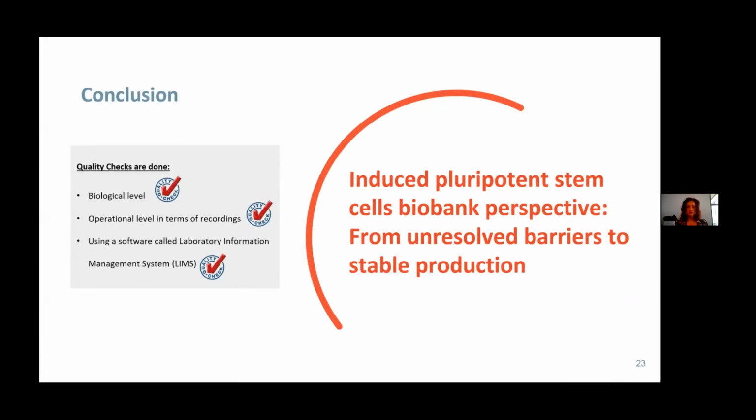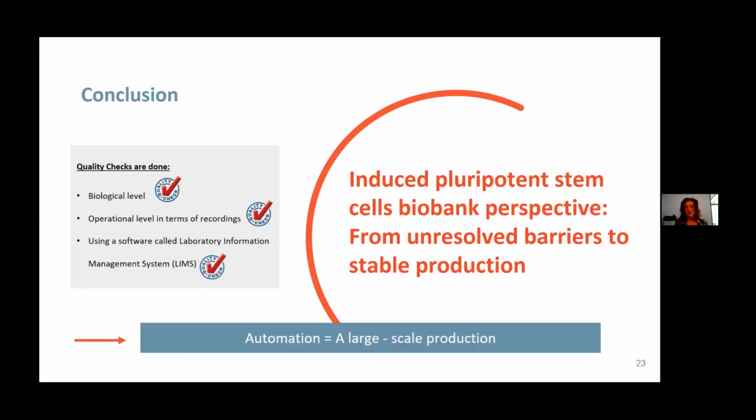So as a conclusion, quality checks are done at a biological level, and at an operational level in terms of recordings, using a software called Laboratory Information Management System, the LIMS. The next step in the future is to automate a large-scale production of IPSCs.